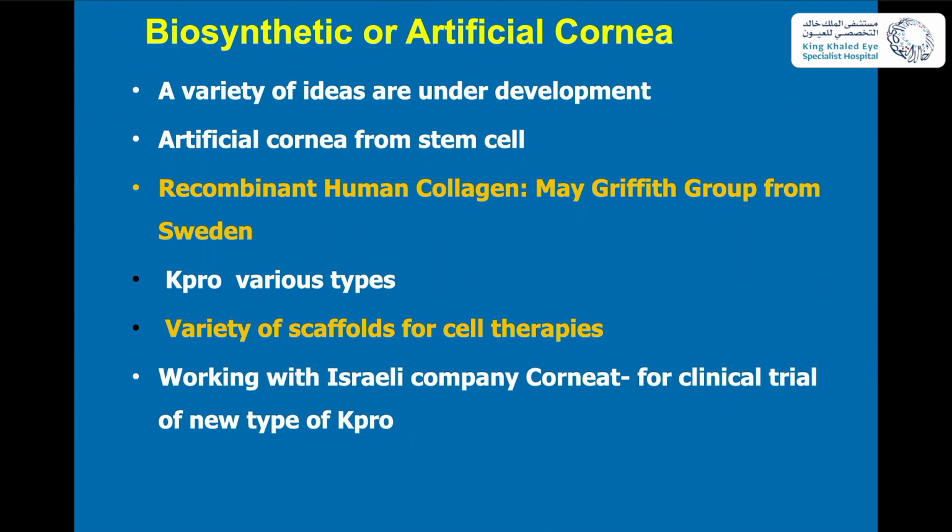Then there are people who have worked on recombinant human collagen. I will show you that work. Then there are various types of keratoprostheses. Some people call that also an artificial cornea. There is a variety of scaffolds and cell therapies. And I'm currently also working with an Israeli startup to develop a new type of keratoprosthesis. The company's name is Cornea.